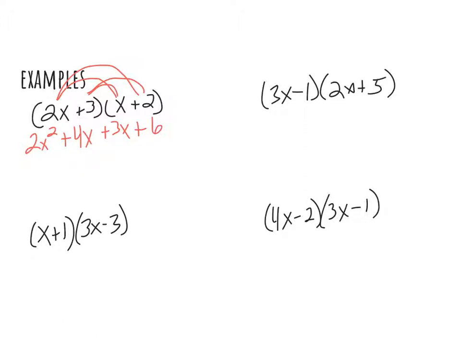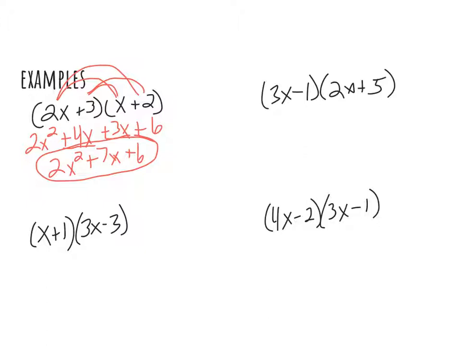Now the last thing I need to do is combine my like terms. I've got a 4x plus 3x. 4 plus 3 gives me 7. So I should have 7x in the middle here. So when I FOIL those two binomials, I should get 2x squared plus 7x plus 6.